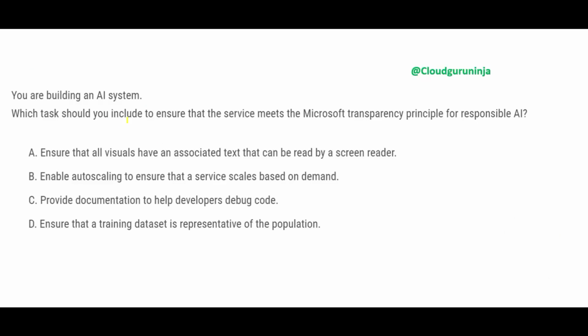Let us see this question. You are building an AI system. Which task do you use to ensure that the service meets the transparency principle? A says ensure that all visuals have associated text. This is wrong because it does not mean that you are transparent. Basically, you want to build transparency into what the model is processing. Enable auto scaling: auto scaling has nothing to do with transparency.